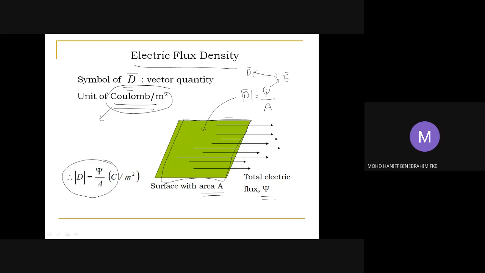So there are two different things. This is electric flux density. This is electric field intensity. So hopefully you can differentiate between these two parameters, these two vectors. This is flux density D. This is field intensity E. Okay, done with that. I hope you understand this clearly.